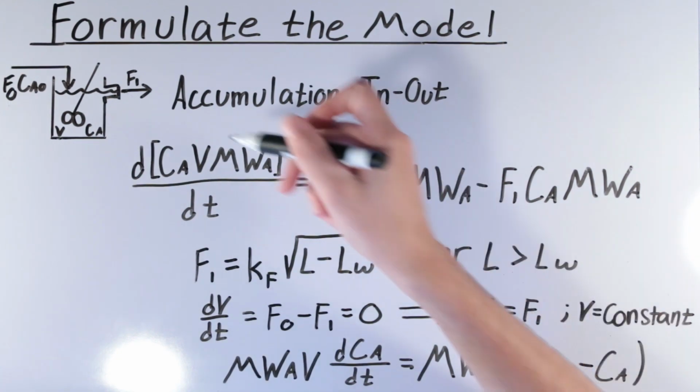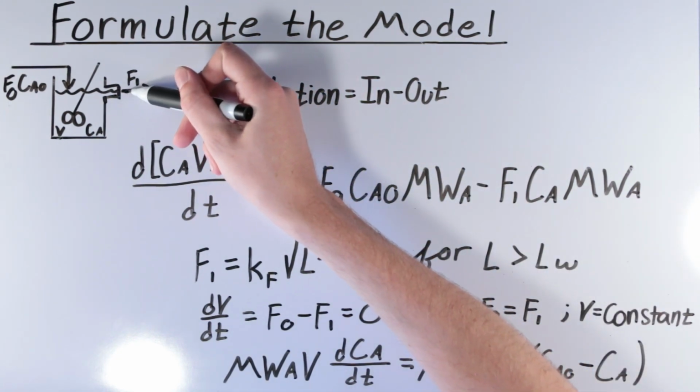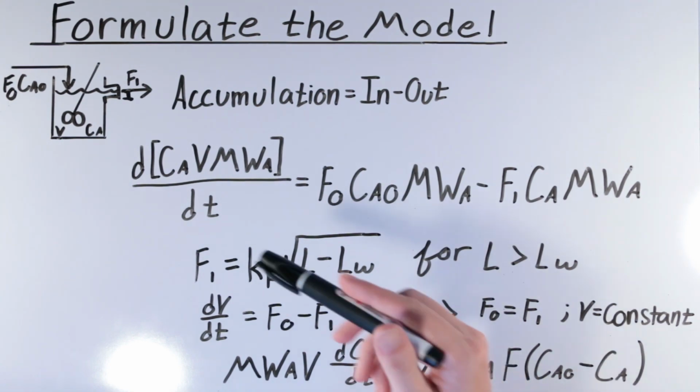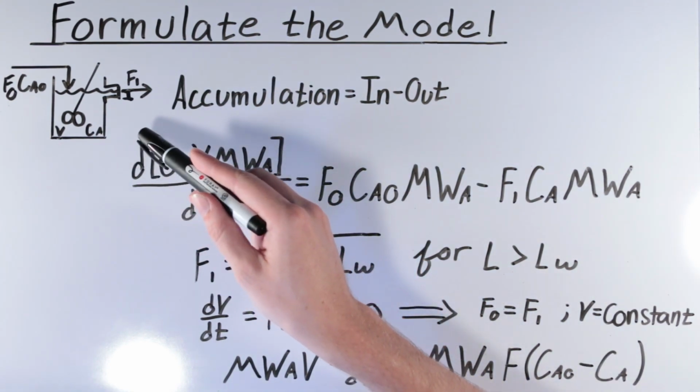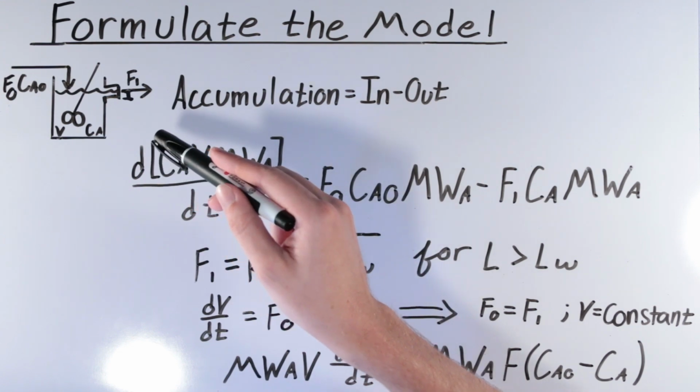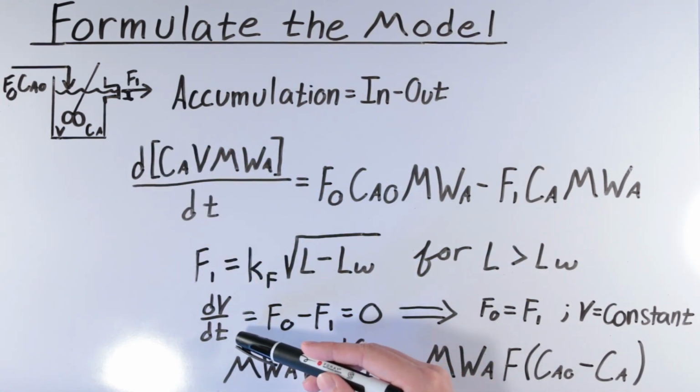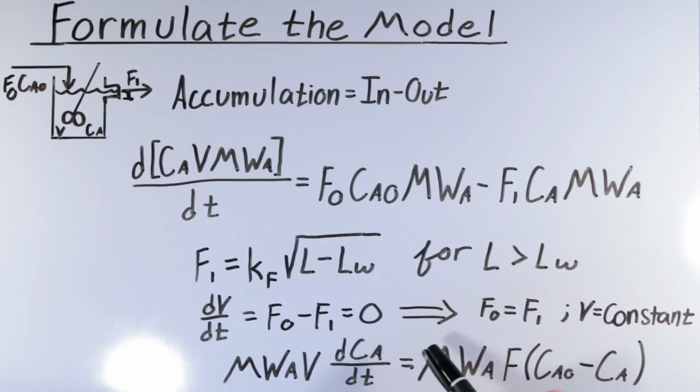And that's just referring to the difference between the level of liquid in the tank here and the level where the weir begins. Now, in this example, we're assuming that the tank was already full to the level of the weir at the moment that we began observing it. That is to say that the change in volume with time is equal to 0. This affords us the equality that the flow into the tank is equal to the flow out of the tank, and that the volume is constant.